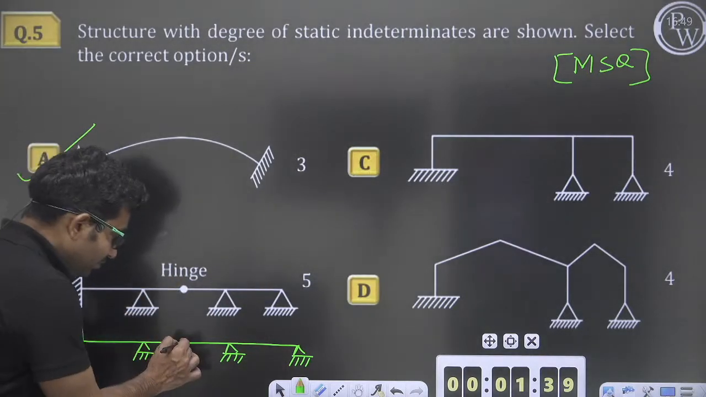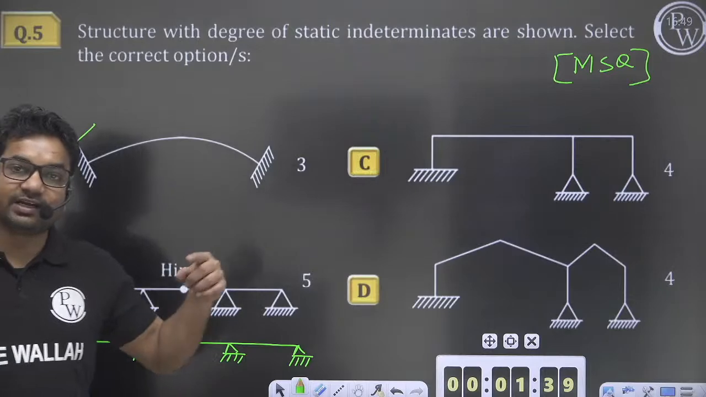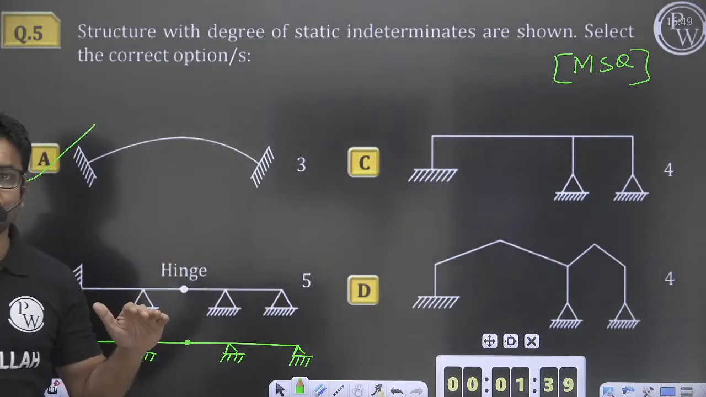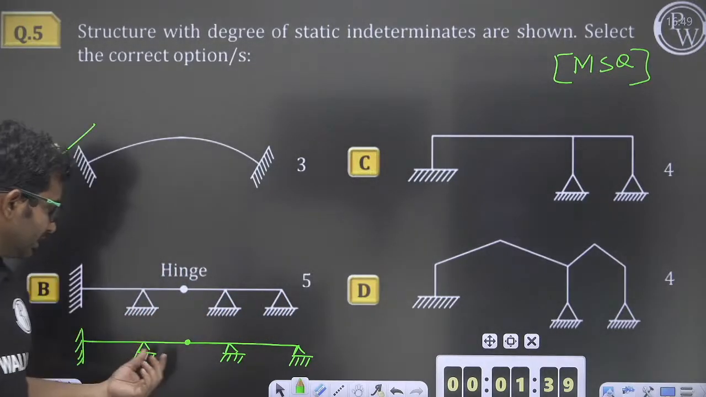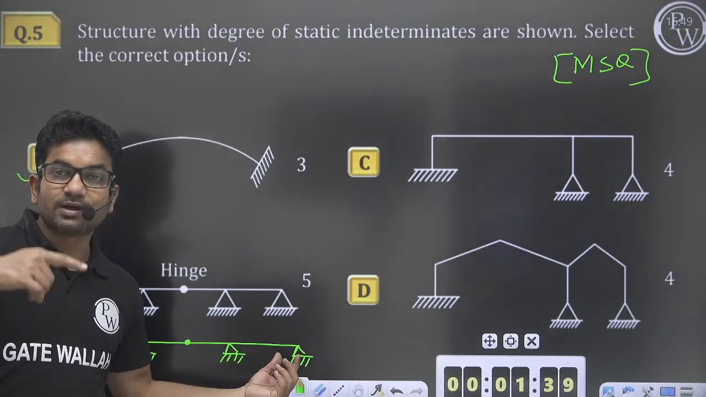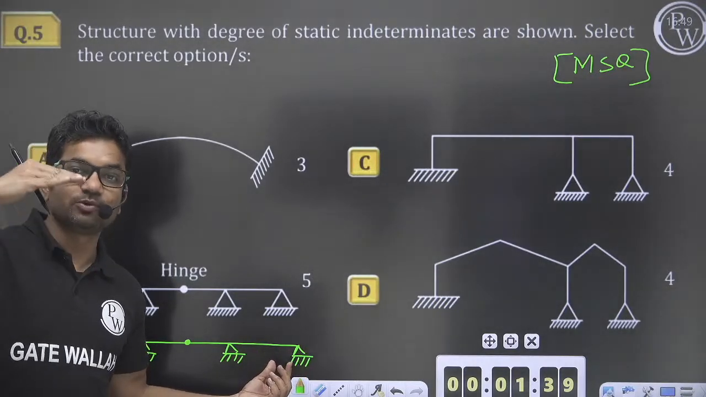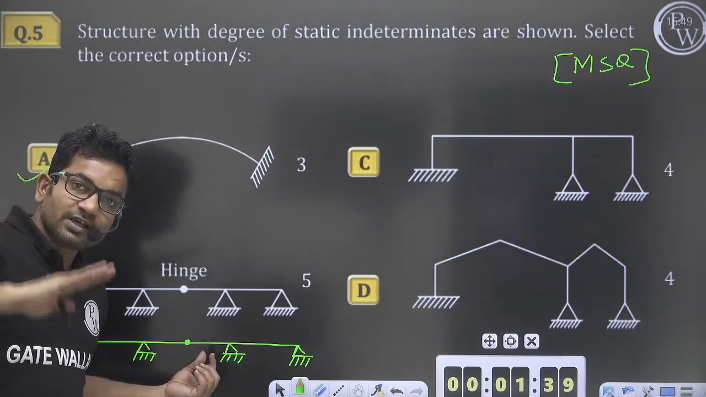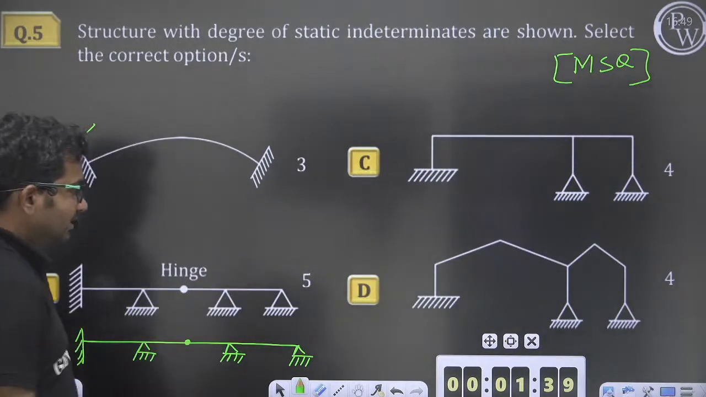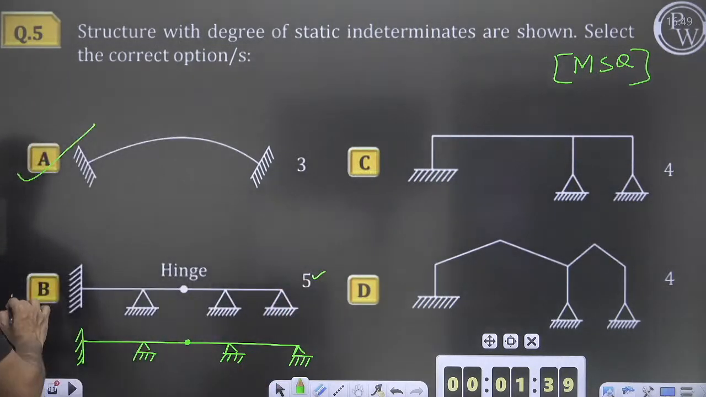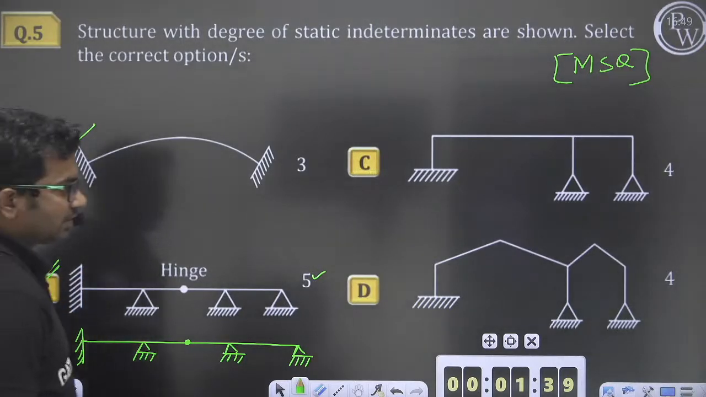But if I provide one hinge, then I will get one additional equilibrium equation, so the degree of static indeterminacy will reduce by 1. Because of these supports, my degree of static indeterminacy has gone up to 6, but because of this hinge it will reduce by 1, so the degree of static indeterminacy will be 5. So this option is also correct. Okay, clear?